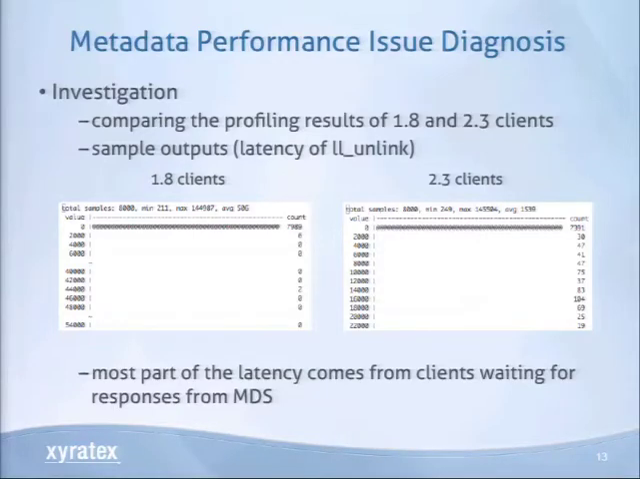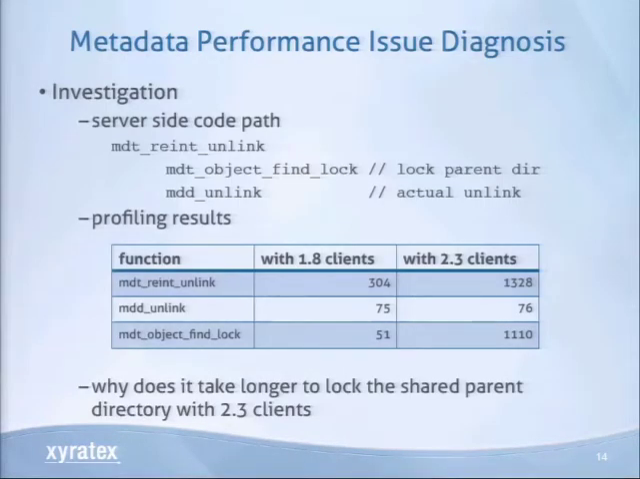So we keep drilling down along the call stacks, and we see most of the latency comes from clients just waiting for response from the MDS. So we went on to the server side and profiled the unlink code path. This is simplified code for the unlink on MDT. Basically it locks the parents, and then it will do the extra on-disk change in MDT unlink.